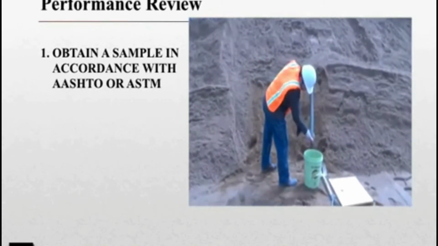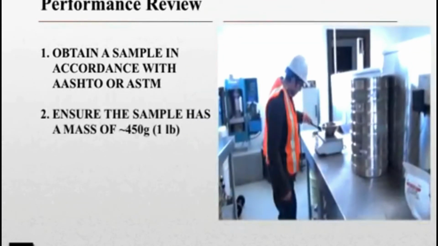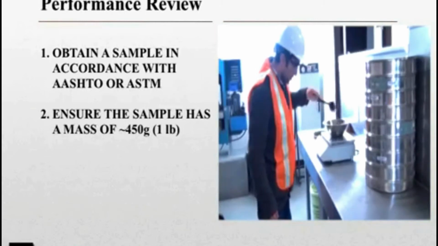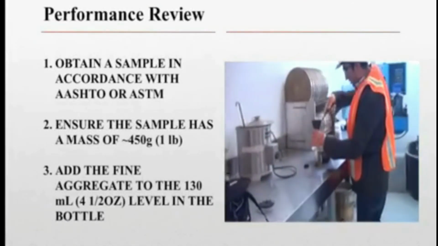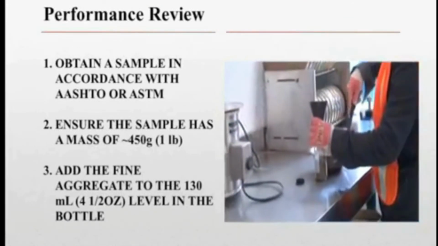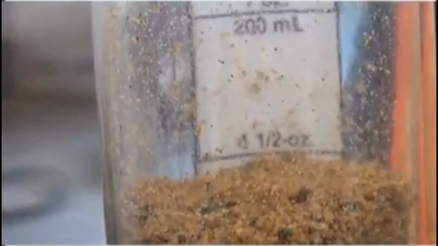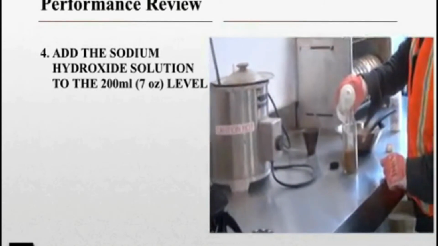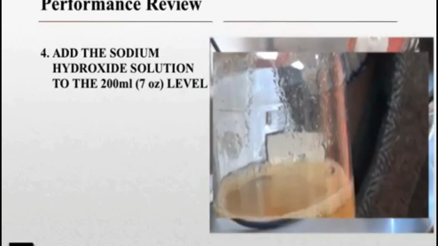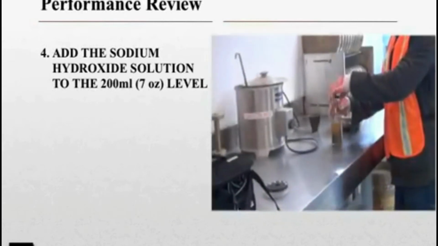First, we want to obtain a sample in accordance with AASHTO T2 or ASTM D75 and ensure that the sample weighs approximately 450 grams or 1 pound. We can now introduce the sample into our colorless glass bottle, filling the bottle to the 130 ml or 4.5 ounce level. After adding the sample, add the 3% sodium hydroxide solution, ensuring that the liquid level has been brought to the 200 ml or 7 ounce calibration mark.